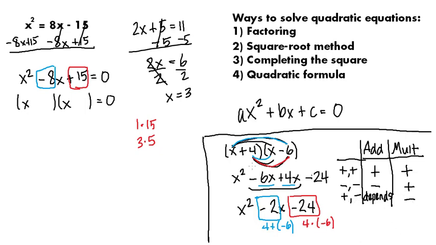So in my case, I'm multiplying and getting a positive number, and I'm adding and getting a negative number. So that means my two numbers must be negative. So it means that this is negative 1 times negative 15, or it's negative 3 times negative 5. And so what we do now is we take this one step further and say, well, what's negative 1 plus negative 15? And when I check that out, that's negative 16. That's not what I wanted. Let's try negative 3 plus negative 5, and hopefully you already see that negative 3 plus negative 5 is negative 8.